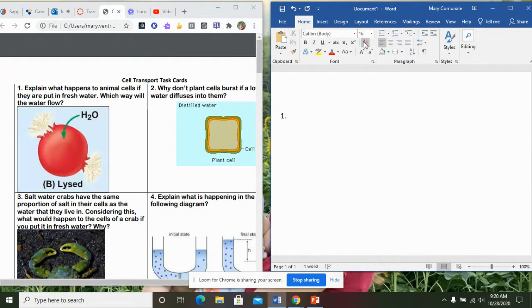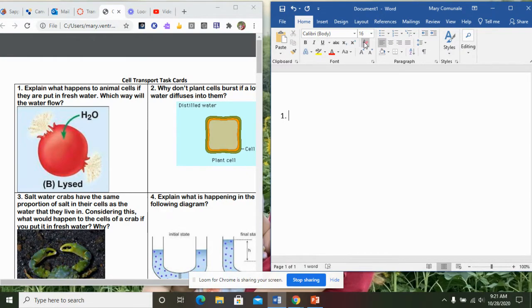Explain what happens to animal cells if they are put in fresh water. Which way will the water flow? And I tried to either give you just a picture of what we're talking about or some type of a hint in those diagrams. So you see that there is a cell and it says that it's being lysed. And lysed means that it's actually being burst apart.